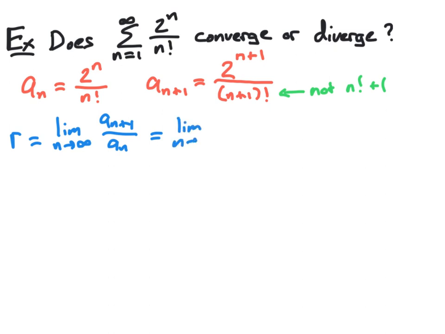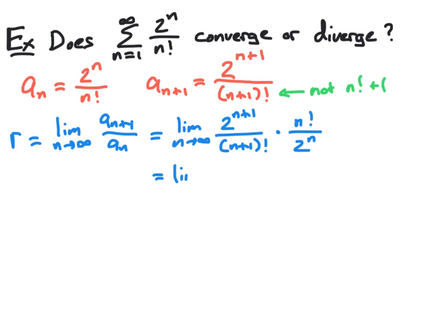So now we have the limit as n goes to infinity. We have a sub n plus 1, which we've seen is 2 to the n plus 1 over n plus 1 factorial. And we need to divide this by a sub n, which we can think of as multiplying by the reciprocal. So instead of dividing by 2 to the n over n factorial, we're going to multiply by n factorial over 2 to the n.